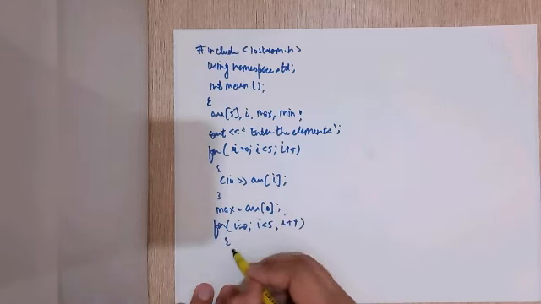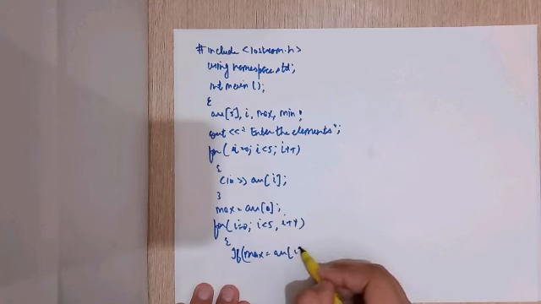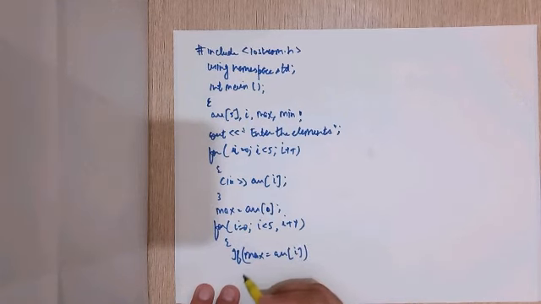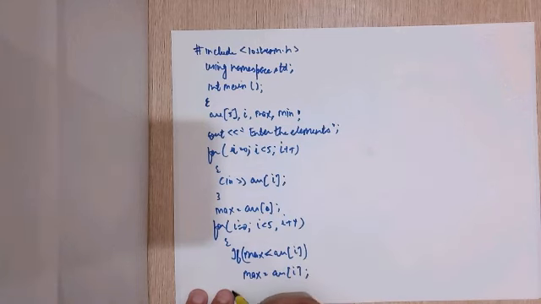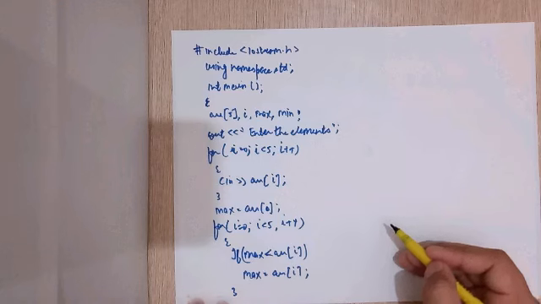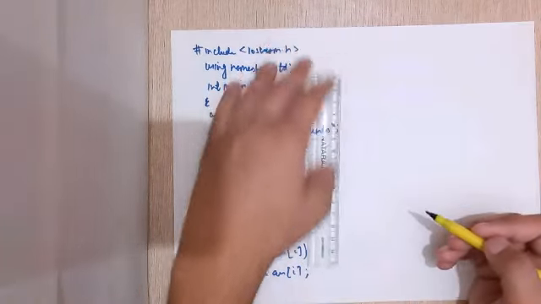And in the for loop we will put a condition that if the value of max is smaller than the second or third element of the array, then the value of max will be changed and will be equal to that element to which it is smaller. Max is equal to array i, that is the element which is greater than it.